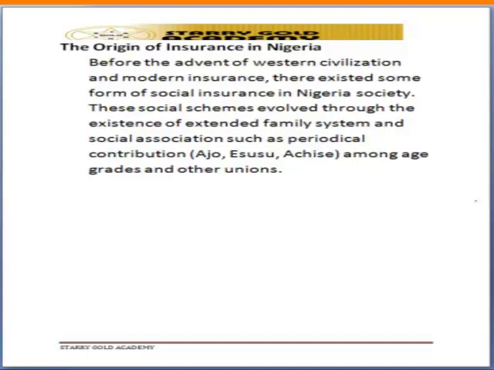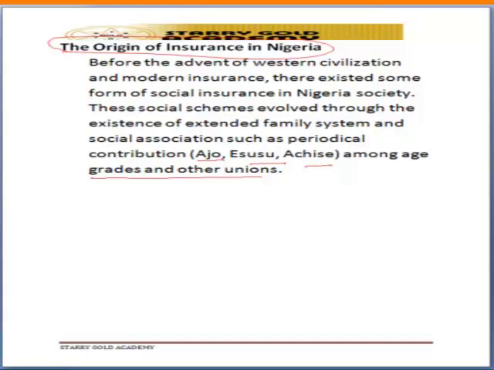Let's now discuss the origin of insurance in Nigeria. How insurance came into Nigeria. Before the advent of Western civilization and modern insurance, there was in existence some form of social insurance in Nigerian society. These social schemes evolved through the extended family system and social associations with periodic contributions, such as Ajo, Isusu, and Ashishe, which usually occur among the young ones in some parts of Nigeria, usually the eastern part. The Ajo is in the western part.